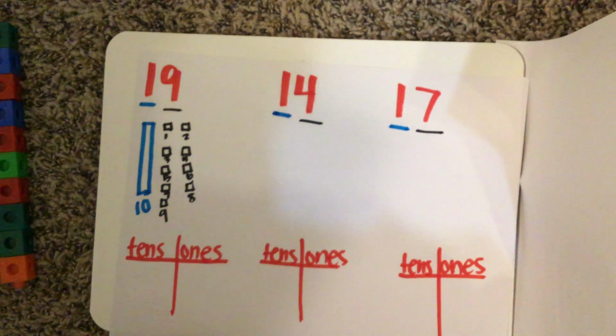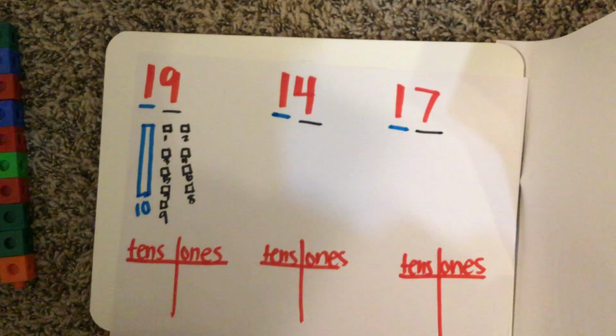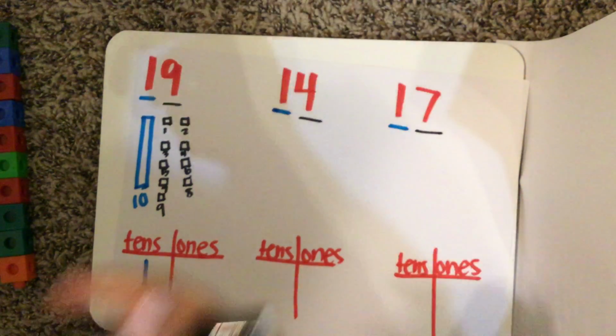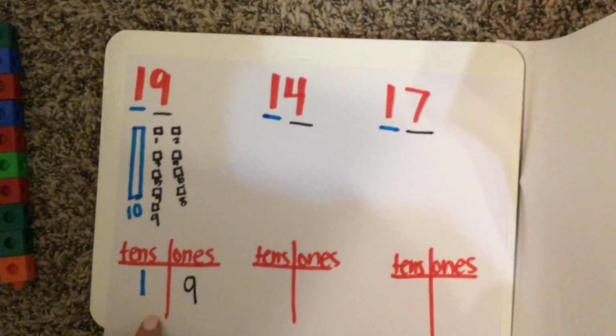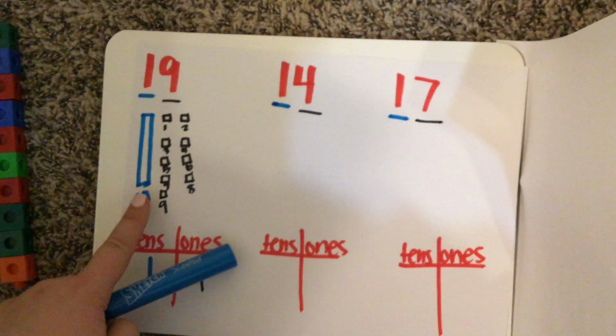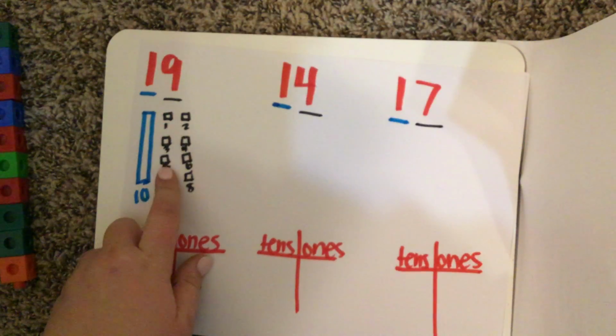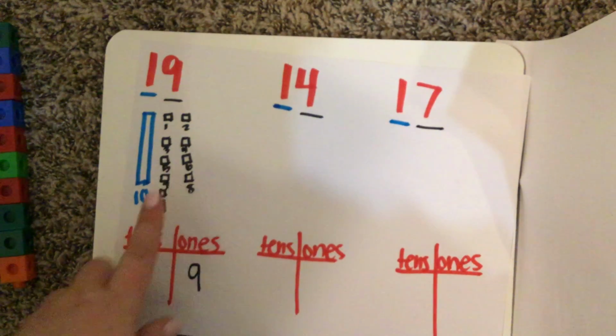So I can easily see that there is one bundle of 10. So I'm going to write 1. And there are 9 ones, so I'm going to put a 9 there. So let's count it and make sure that we have 19. So we say 10, 11, 12, 13, 14, 15, 16, 17, 18, 19.